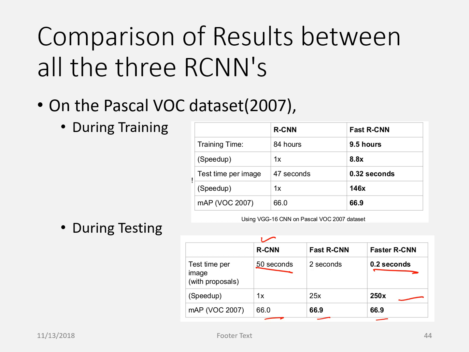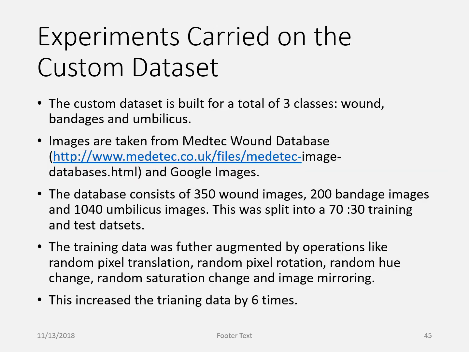Hi, I'm Anirudh, and now I'll be discussing the experimentation we carried out. This is the more interesting part of the entire presentation. So let's get to it. As I gave the motivation in the beginning, we are doing object detection for detecting umbilicus, bandages, and wounds, so that we can localize the robot with respect to the patient to carry out the FAST scans.